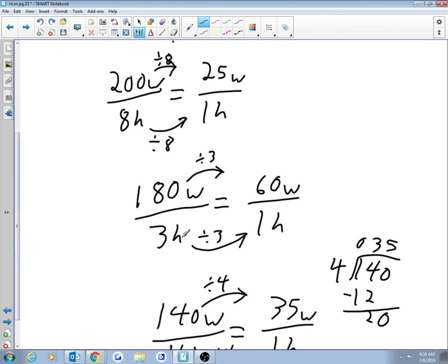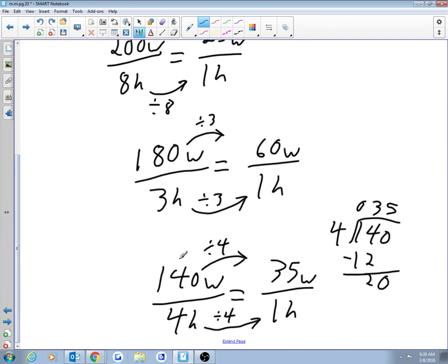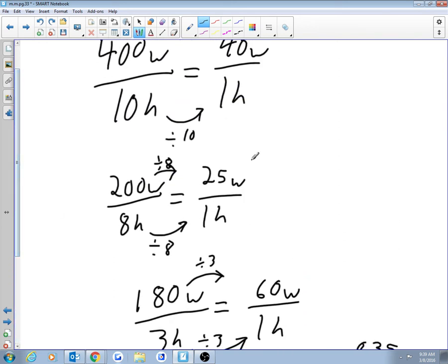180 watts for 3 hours. Notice how I labeled my stuff. I just wrote 1 letter, but that makes all the difference. So 180 for 3 would be 60 for 1. So that's 60 watts per hour. And the last one, 140 for 4, divide by 4, divide by 4. 140 divided by 4 is 35, so that would be 35 watts for 1 hour. So the cheapest one would be 25 watts per hour.